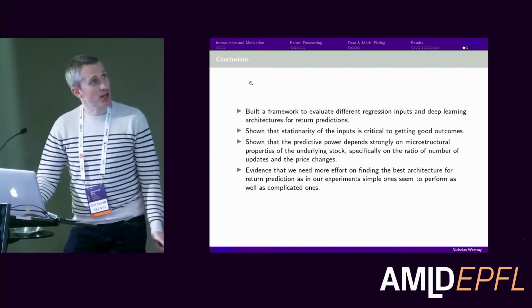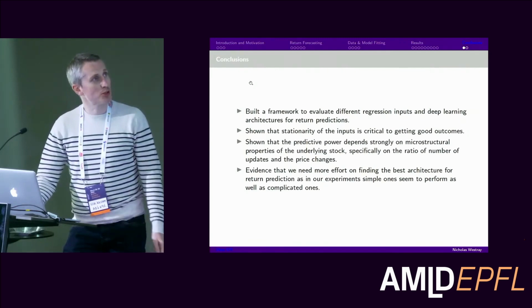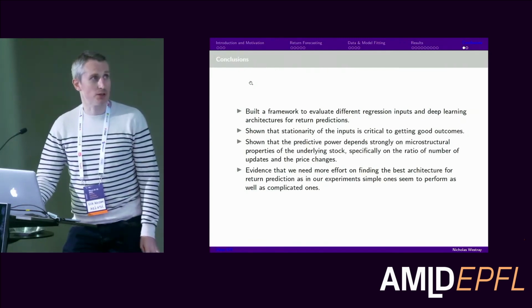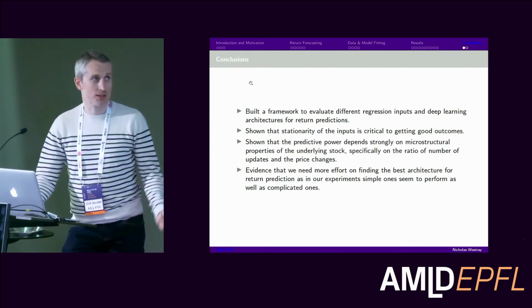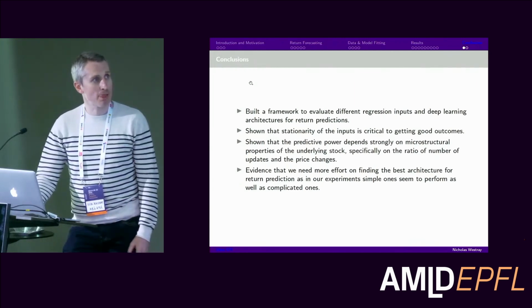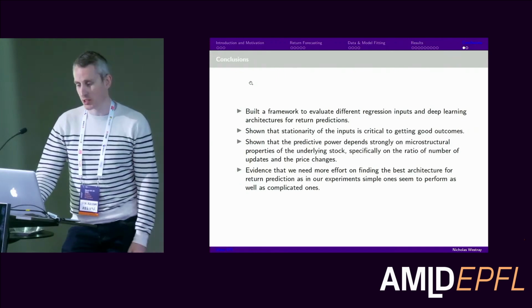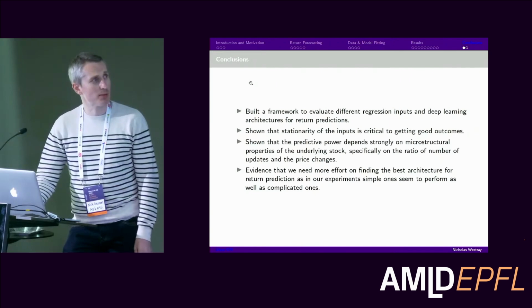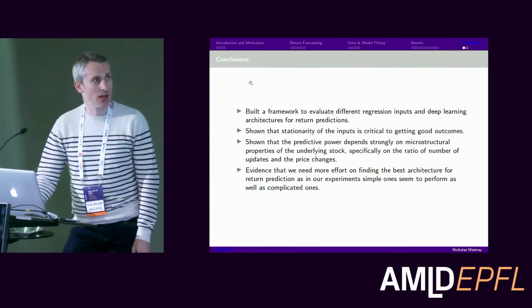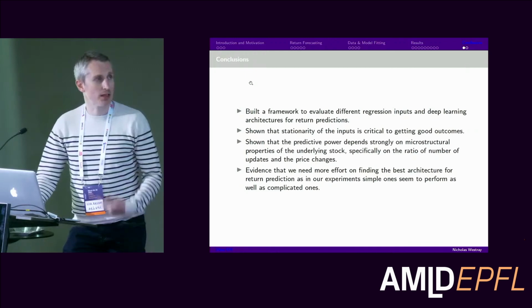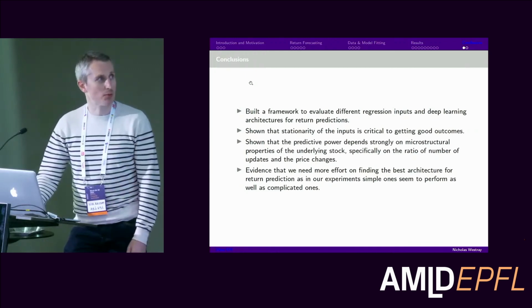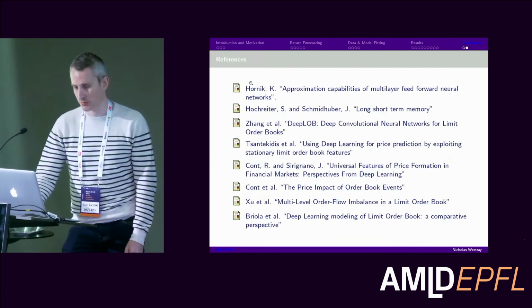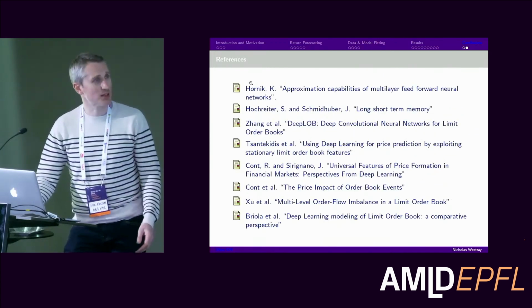We showed that stationarity was super important. We showed you that predictive power depends on microstructural properties, similar to what other people have found. And we suggest that we need more evidence, and need to spend more time focusing on the best architecture for return predictions, as we're not really able to get as much joy out of the complicated ones as one would hope. Okay, here's a few references, and that's all I have for you.